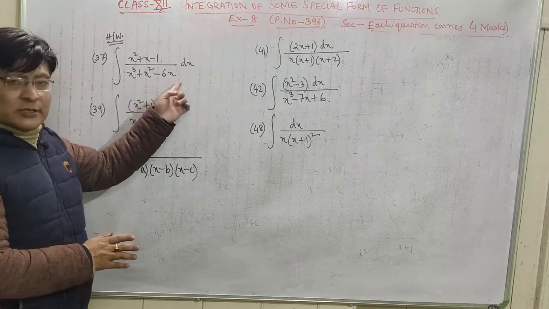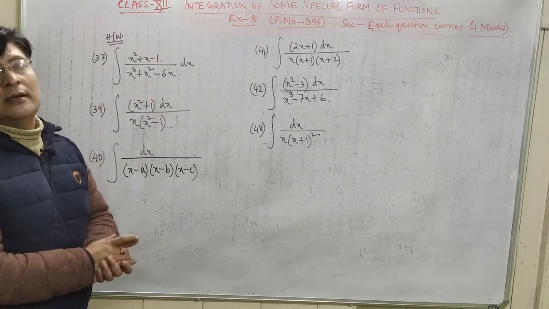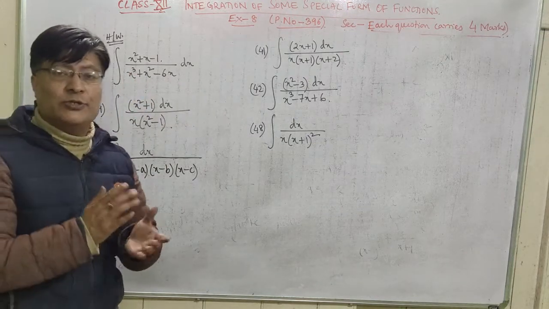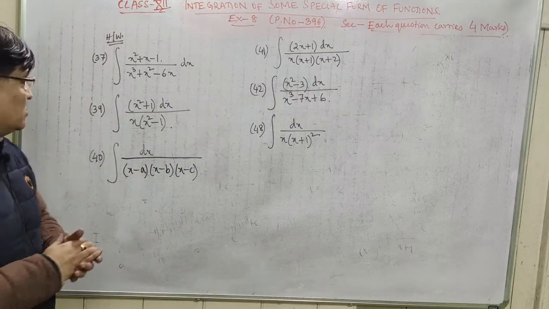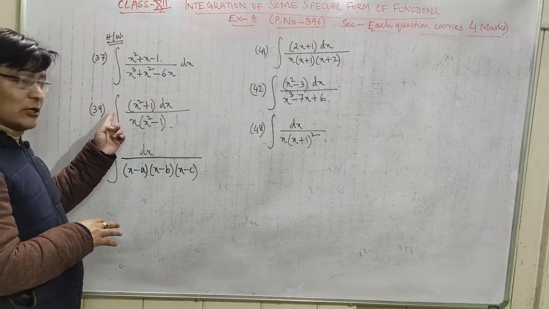You take common first, x is common, then it is x square plus x minus 6. Then you can factorize the expression within bracket using middle term breaking. So you can do it. Okay. So in this case also for 39 you can do it at home.